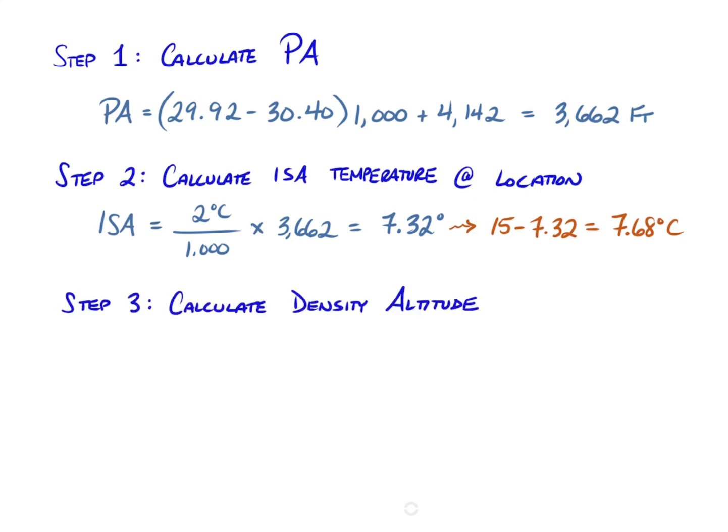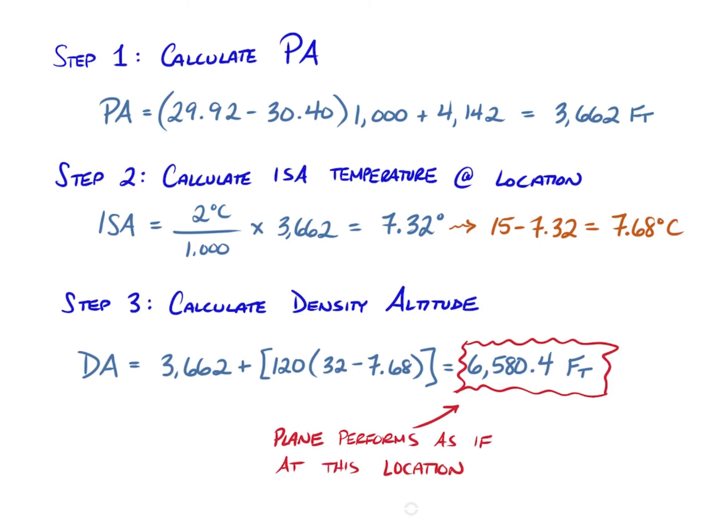Once we have those two, it is just a matter of combining everything. So we take my pressure altitude, add 120 times the difference between the outside air temperature, which the problem told us was 32, and the ISA temperature adjustment, which was the 7.68. And I get a final density altitude of 6,580.4.